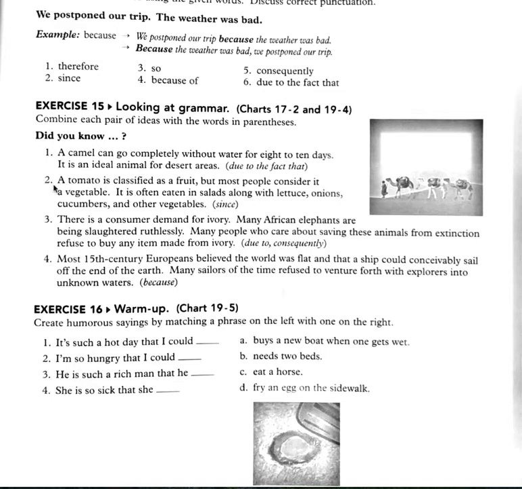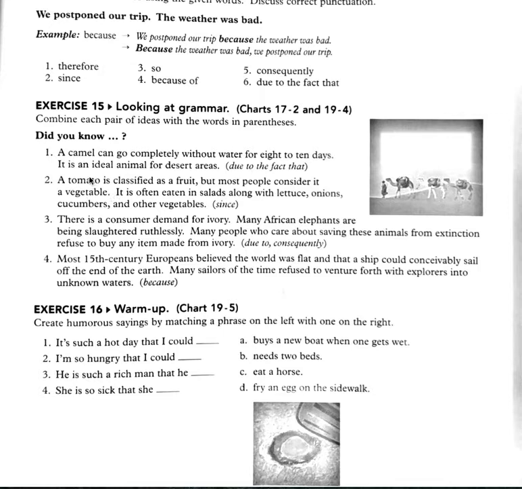This is the effect. So you're going to say a tomato is classified as a fruit, but most people consider it a vegetable, since, lowercase I, it is often eaten in salads along with lettuce, onions, cucumbers, and other vegetables. Or you can also say, since a tomato is often eaten in salads along with lettuce, onions, cucumbers, and other vegetables, it is classified as a fruit, but most people consider it a vegetable. Okay? But it's better to use it here in the middle.